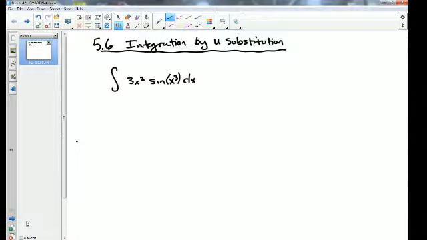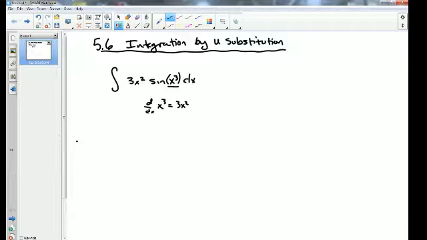This is basically the chain rule for integration, right? We're just working backwards. So when you're looking at a problem like this, what you notice is, what's the derivative of x cubed? If you see a situation like that, that's where you're going to use substitution.